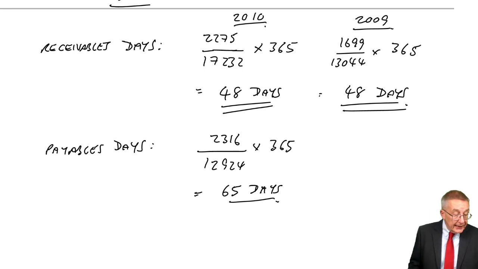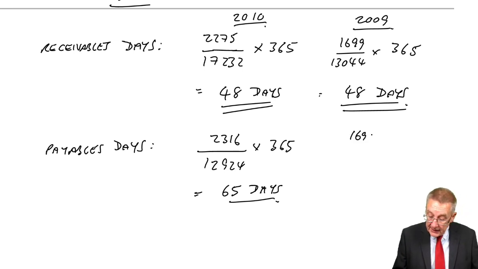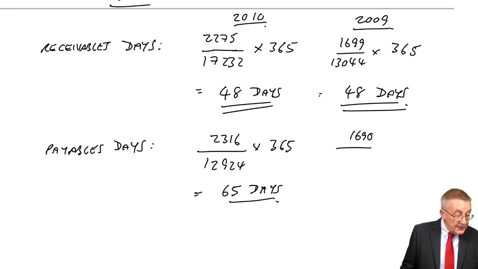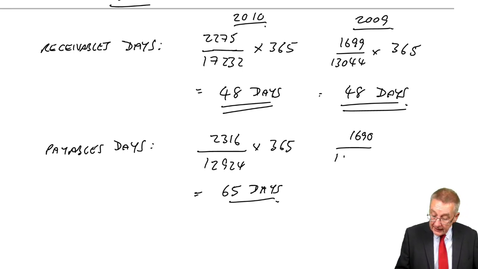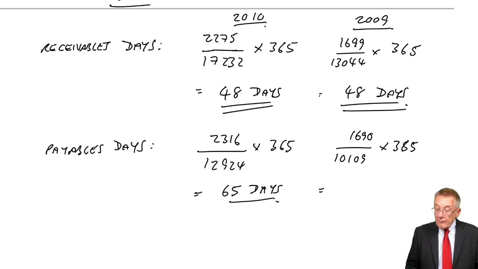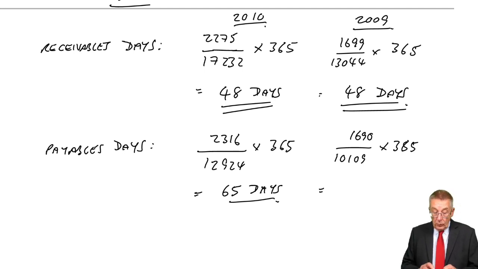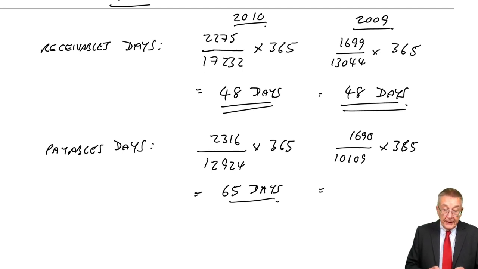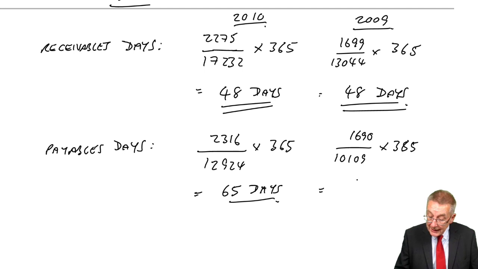Whereas in 2009, liability is 1690. Cost of sales, 10109. Which is what? 365 days. Hold on. 1690 divided by 10109 times 365. That's better. I get 61 days.